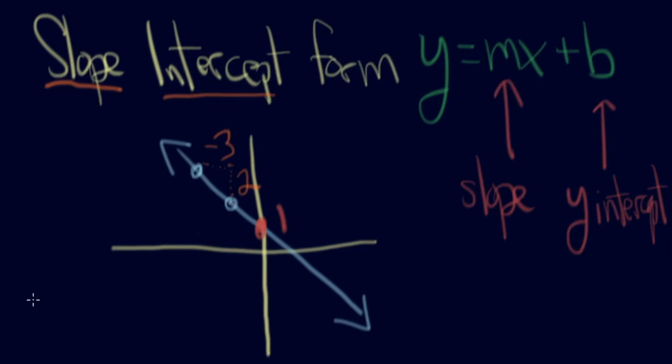So if you had to say, what's the equation of this? It'd be y equals the rise over the run. So y is equal to -2/3 x. And what's the y-intercept? It's +1. So boom, there you go. That's what we're talking about today, slope-intercept form.